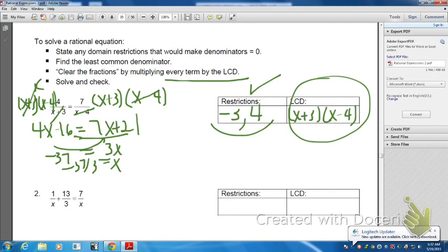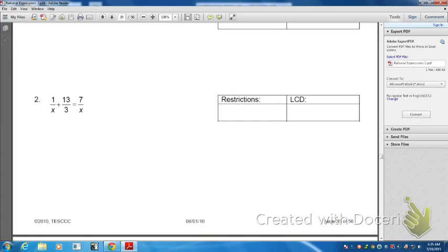All right, I'm going to move down to our second one here. Okay, our next one, we have 1 over x plus 13 over 3 equals 7 over x. So first of all, we're going to look at the restrictions. Our denominators, we have x and 3. We know that that x cannot be 0, so that's our restriction. Our least common denominator, we have an x and a 3, so that would give us a common denominator of 3x. So we're going to go back and multiply through all of these expressions with that common denominator.